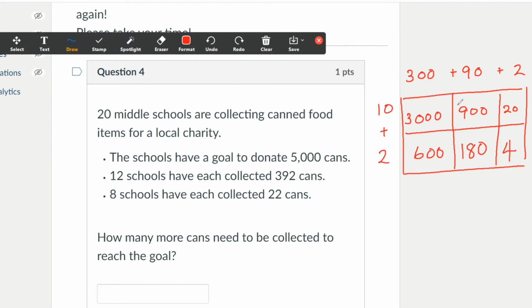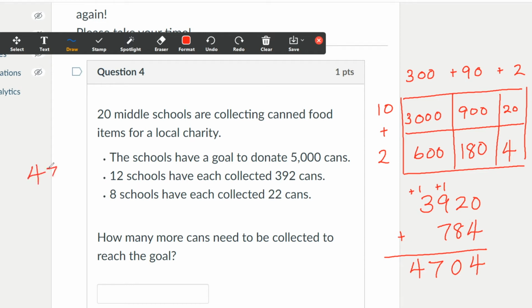If we add these up, going horizontally, we have 3,000 plus 900 plus 20, which is 3,920. And then if we go across here, we have 600 plus 180 plus 4. That's going to be 784. Now we can add that up. And we get 4. 2 plus 8 is 10. Regroup the 1. 1 plus 9 is 10 plus 7 more is 17. Regroup the 1. And then 3 plus 1 is 4. So these 12 schools altogether have collected 4,704 cans.